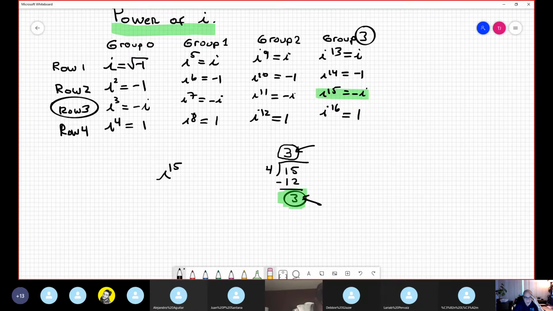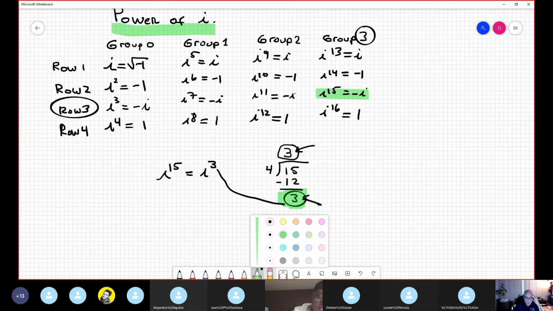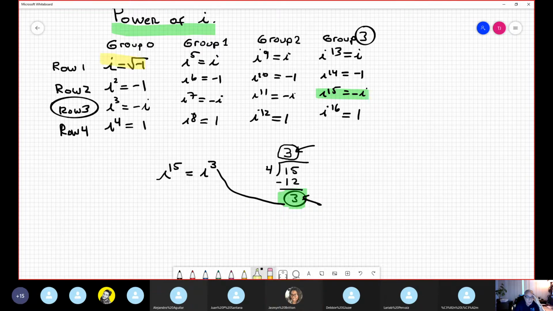This indicates to us that it's negative I. However, suppose I have no idea. You put here I cubed because this 3 is this 3. But I know my memory very well. By memory, I know these rows here very well. I know by memory that I cubed is negative I. And this is my final answer.